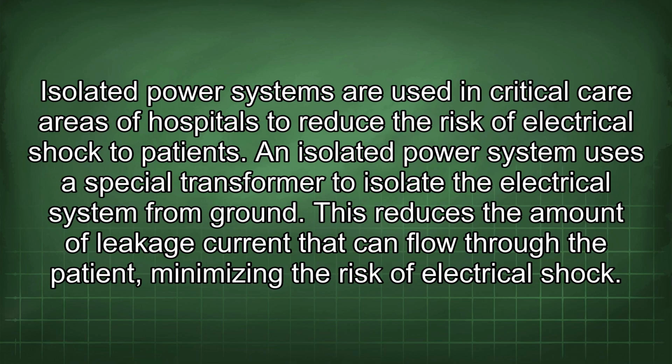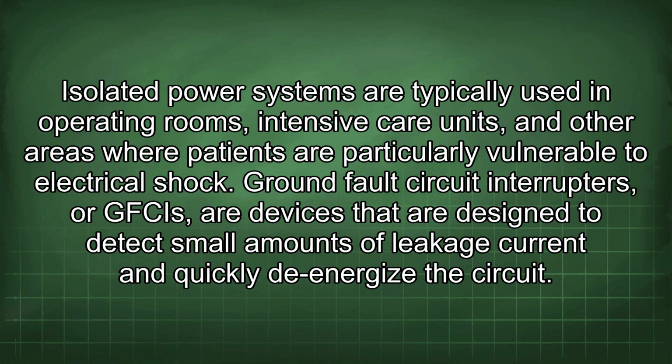Isolated power systems are used in critical care areas of hospitals to reduce the risk of electrical shock to patients. An isolated power system uses a special transformer to isolate the electrical system from ground. This reduces the amount of leakage current that can flow through the patient, minimizing the risk of electrical shock. Isolated power systems are typically used in operating rooms, intensive care units, and other areas where patients are particularly vulnerable to electrical shock.